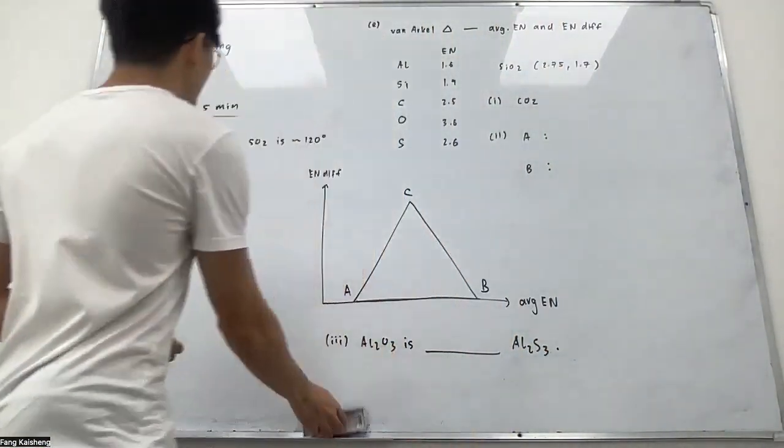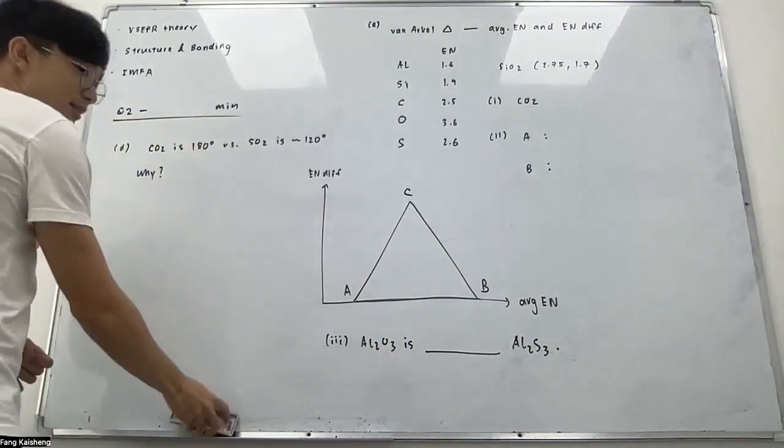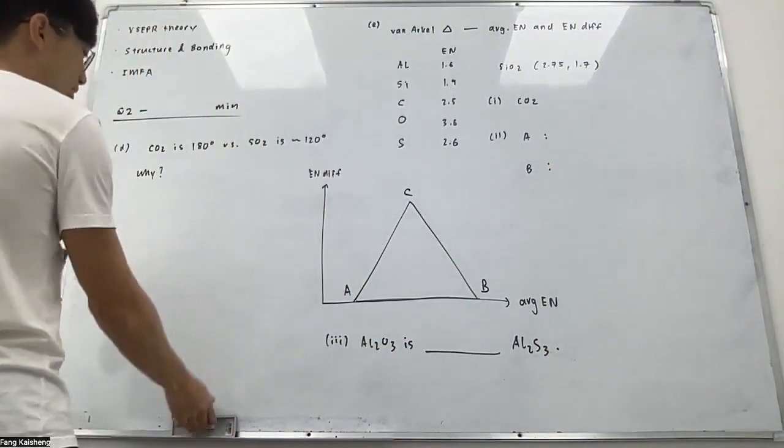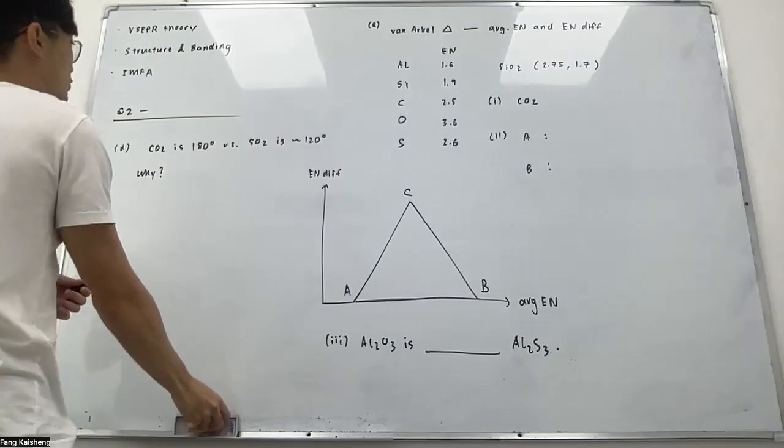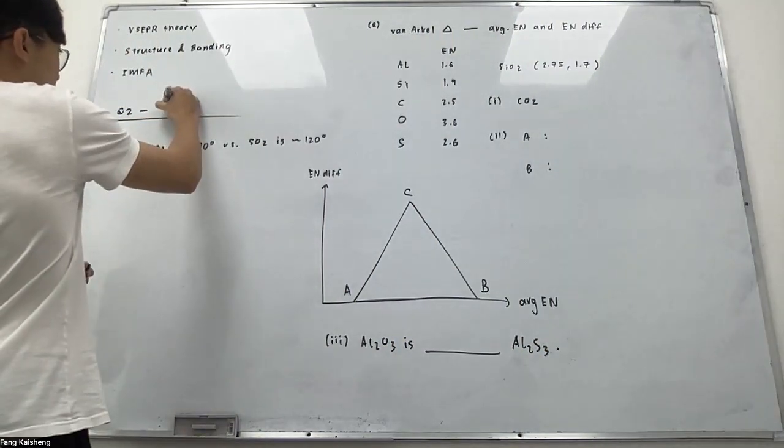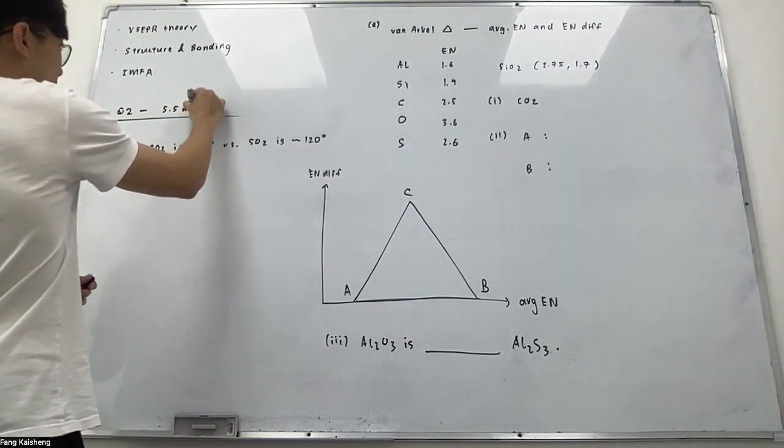Right, I'm going to extend the time. We can afford to extend the time because I undercut the time intentionally. So we try 5.5 minutes.